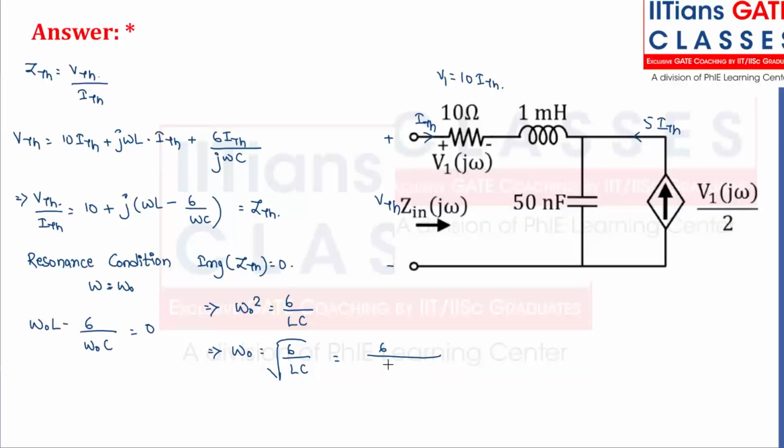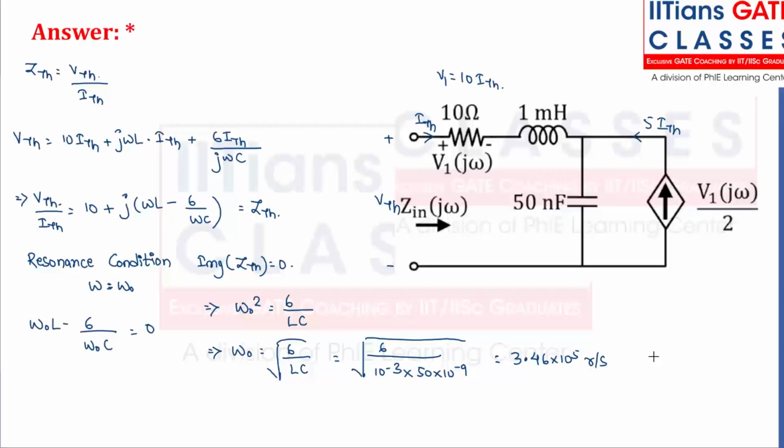Now let us put the values of L and C. So 6 divided by L, 10 to the power minus 3, into 50 into 10 to the power minus 9. Let me use the calculator to solve this. So this comes out as 3.46 into 10 to the power 5 radian per second.